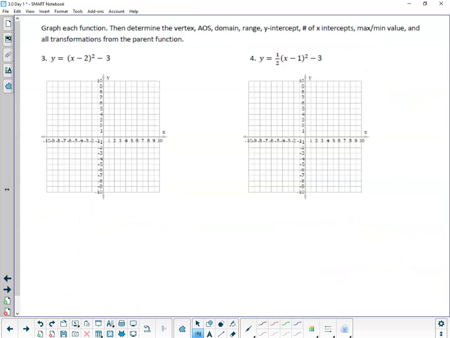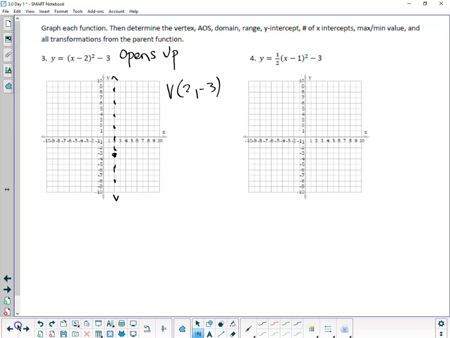All right, let's take a look at this set. Graph each function, then determine the vertex, the axis of symmetry, domain, range, y-intercept, number of x-intercepts, max and min value, and all transformations from the parent function. Number 3, we know it opens up because the a value is positive. I know the vertex is (2, -3). So let's go ahead and graph that and go ahead and graph the axis of symmetry. Remember, the axis of symmetry is x equals 2.